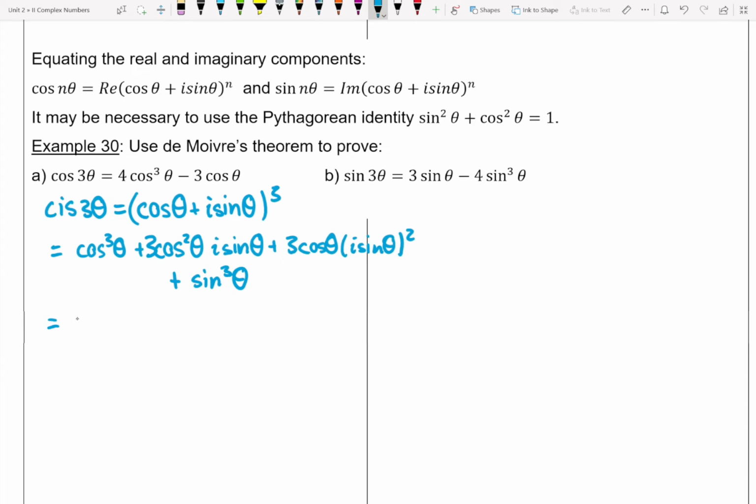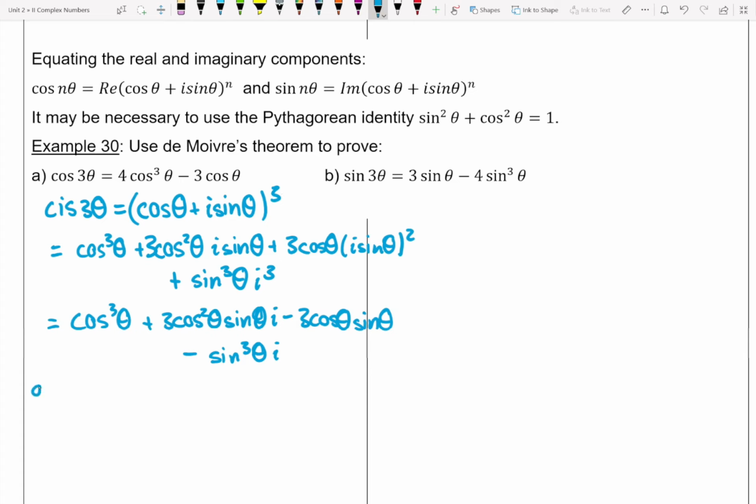So let's fix this up a little bit. We get cosine cubed theta plus 3 cosine squared theta sine theta times i, plus we've got an i squared here, so that's actually a minus 3 cosine theta sine squared theta, and then we get, sorry, this should be i cubed, minus sine cubed theta times i. I just missed that i component there when I was expanding, so that also gets cubed.